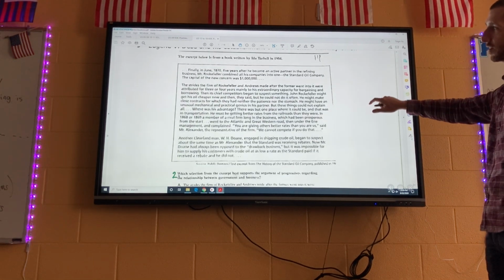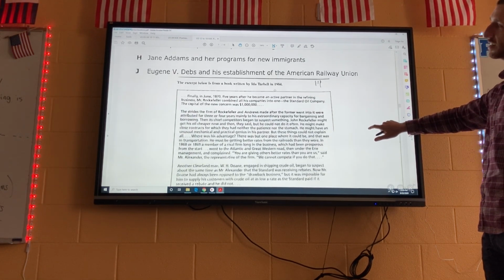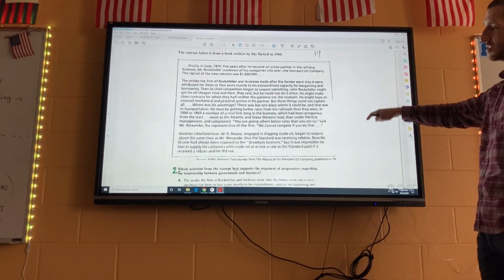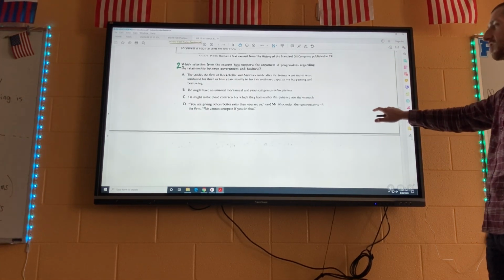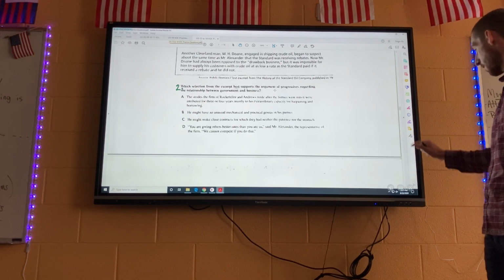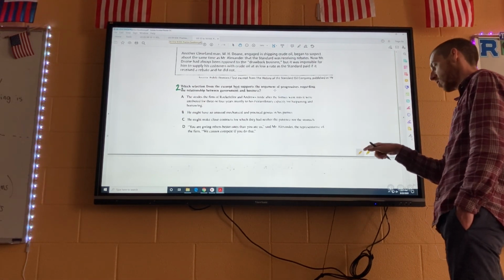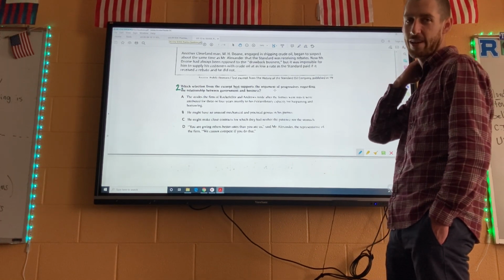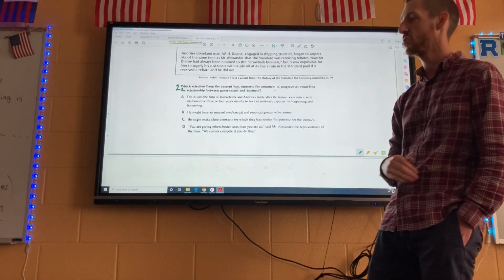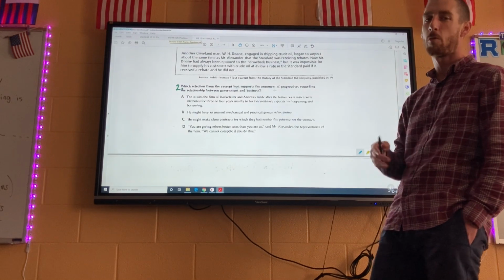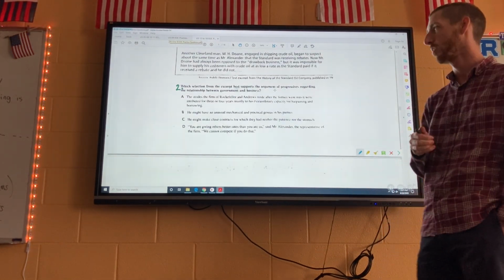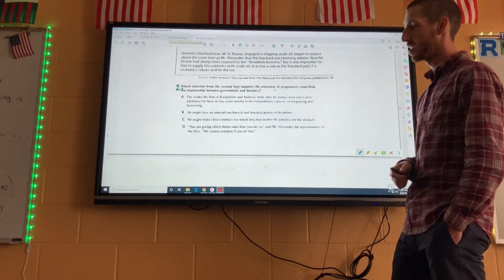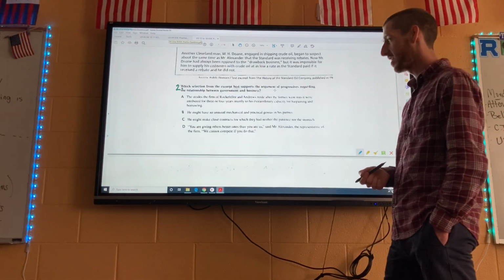All right, so the excerpt below is from a book written by Ida Tarbell. Remember, Ida Tarbell took down Standard Oil. One of the problems with Standard Oil is that they were charging people way less money than anybody else, so they were undercutting the competition, and the competition could not keep up, and that's how Standard Oil became the super monopoly that they were. And super monopoly sounds like a good thing, but it's actually a bad thing.